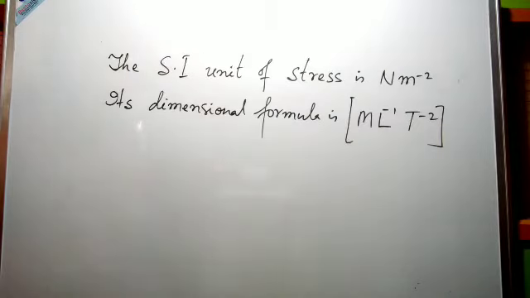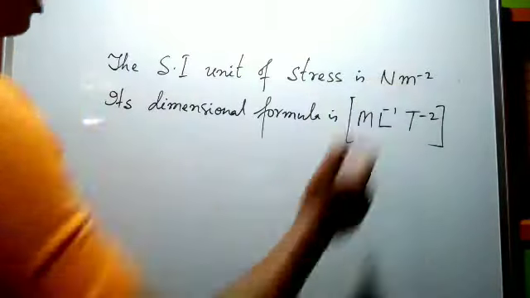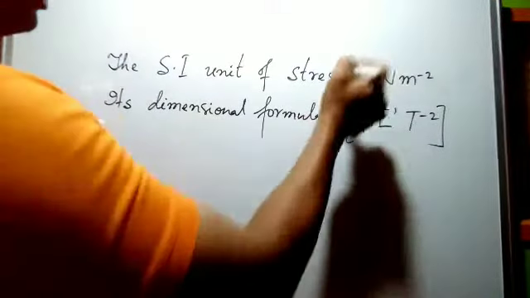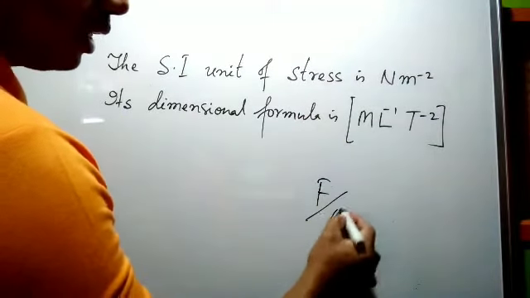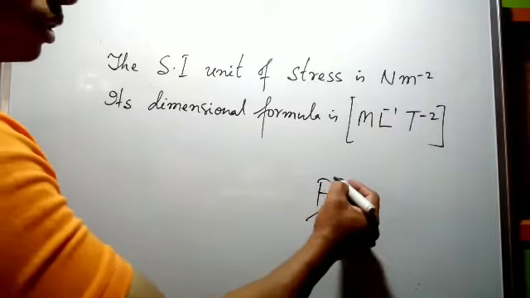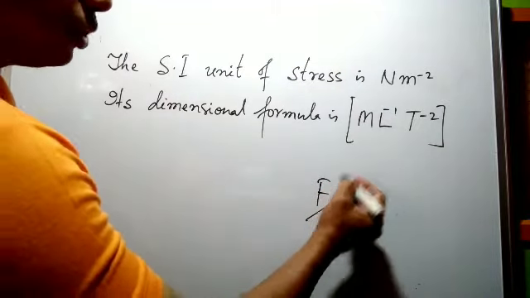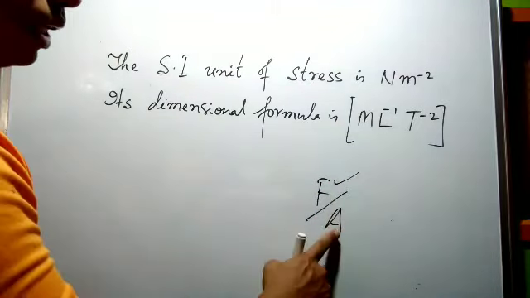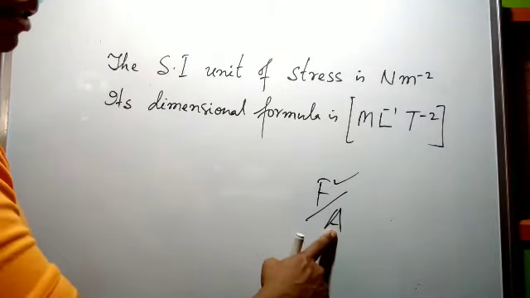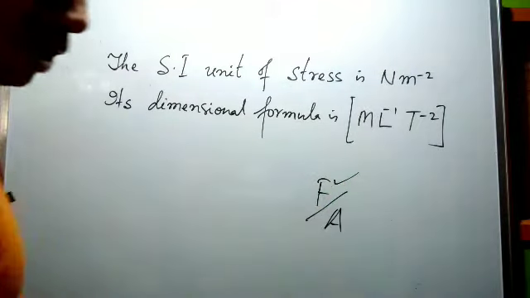So the SI unit of stress should be Newton per meter square. When stress height the force divided by area force the SI unit of force the Newton later aduga area gi SI unit na meter square. So Newton per meter square ani.